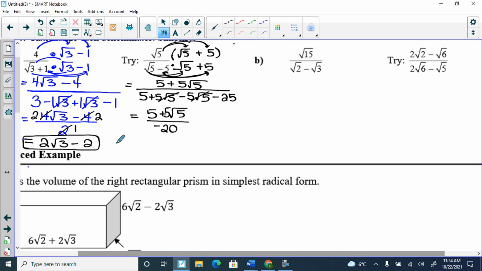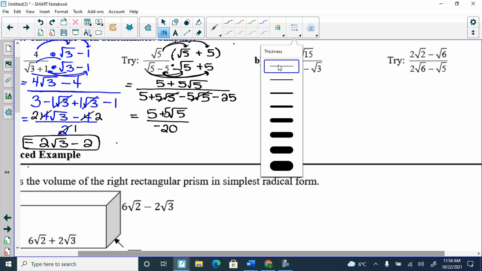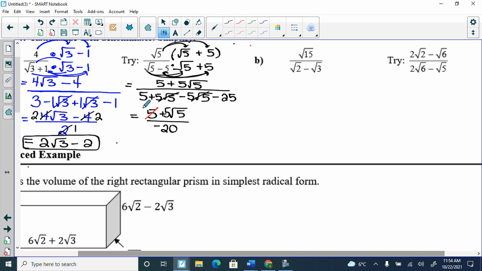Negative 20. What can I take out of all of them? 5s. So a 5 out of 5 is a 1. Do I still have to have the 1? Yes, because it's 1 plus something. If you get rid of it, it's 0 plus something, which is totally different. This 5 turns into a 1. Do I have to keep that 1? Technically, no, because 1 root 5 is still root 5. And then this is negative 4. So we get 1 plus root 5 divided by negative 4. Box that baby.